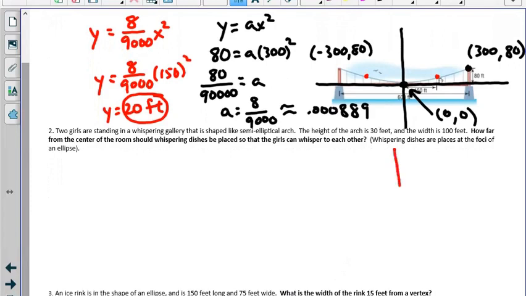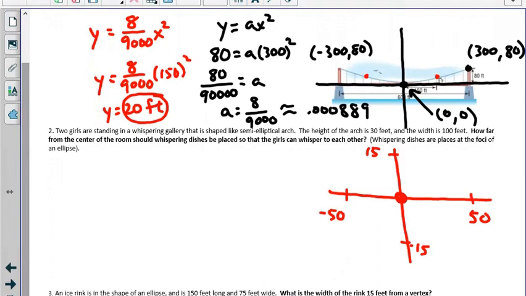Again, you can set up your axes so that the center of the ellipse is at the origin. If the ellipse has a width of 100 feet, you would probably have intersections on the x-axis at negative 50 and 50. You could have done it on the y-axis too if you wanted. And since the height is 30, you'd have y intersections at 15 and negative 15. Obviously, that's not a very good drawing, but you can live with it. So our objective is to find the location of the focus.